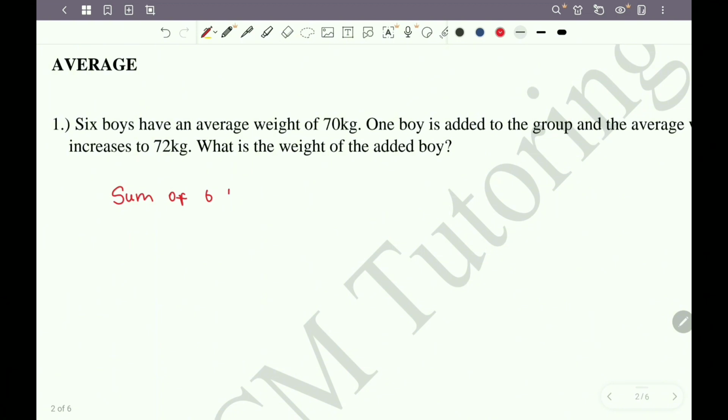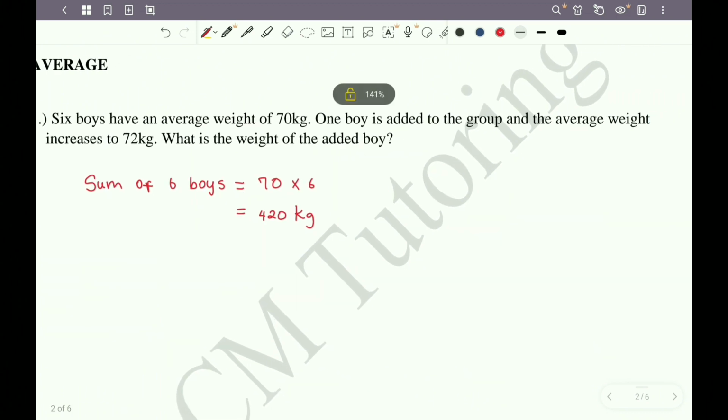So let's say the sum of 6 boys, well, their weights, right, the sum of their weights, that's going to be the average, which is 70 kilograms, multiplied by the number of boys, which is 6 boys. Right, in this case, we get 420 kilograms as the sum of these 6 boys. What we're going to look at now is what happens when the 7th boy joins the group. The average increases to now 72 kilograms.